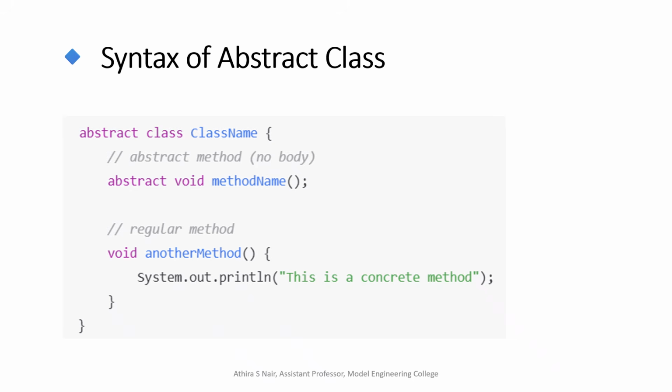This is the basic syntax of an abstract class. You have to write the abstract keyword before the class keyword, so: abstract class, class name. There is no body for an abstract method, so we write abstract void method name. Now this is the regular method, so there will be a method body inside the method.